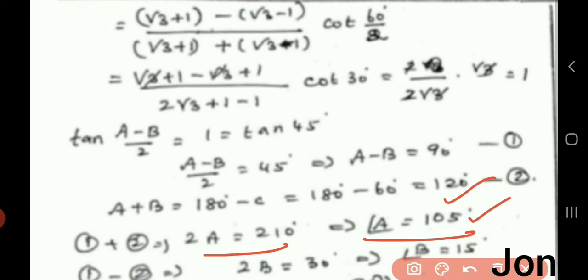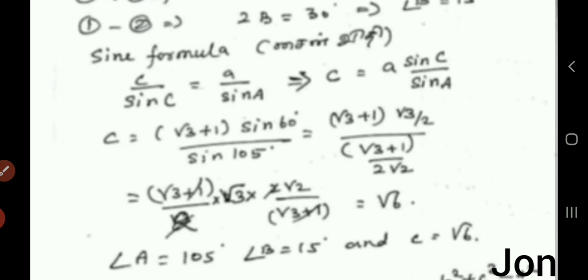I can substitute this angle A in this equation, so I will get the value of B here. So 2B equal to 30, therefore B equal to 15 degree. Okay, now we got angle A and angle B. Angle C is already given in the book.